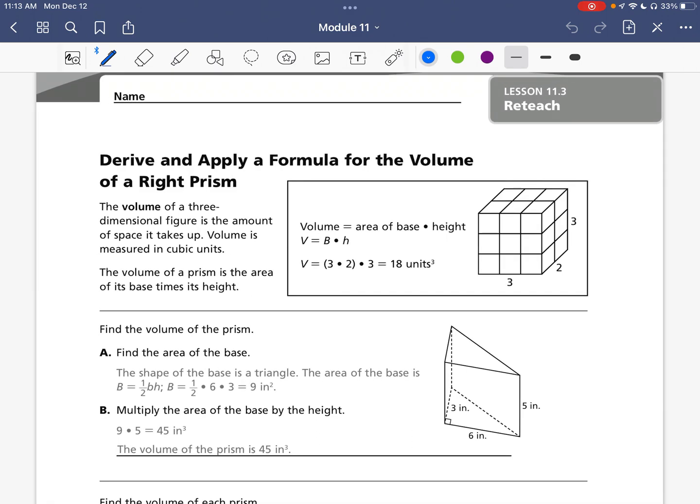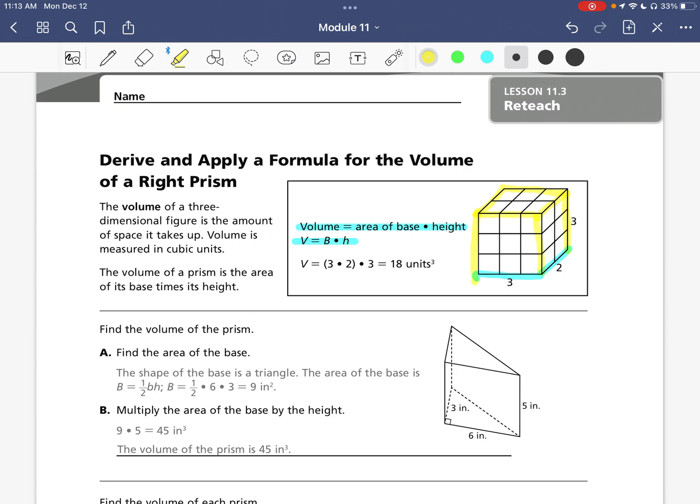So here we have our very generic, very broad definition for volume. Volume is the area of the base times its height. Okay, so the volume of our base times its height. And this can be used for finding a lot of our shapes that we're going to do today.